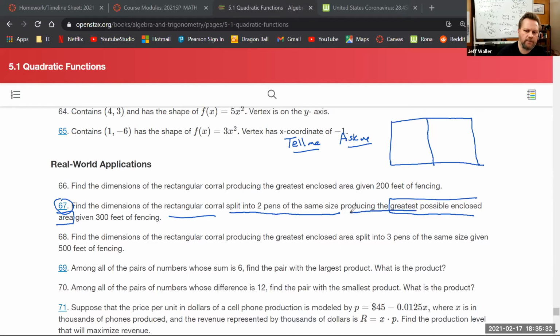Producing the greatest possible area, given, so here's what they tell me, 300 feet of fencing. Now, if I have 300 feet of fencing, where is that on my picture? Isn't that the lines? Isn't that the fence I'm going to put up? You guys with me? So that's basically related to the perimeter, although in this case the perimeter is a little weird because I have to put fencing down the middle, right?